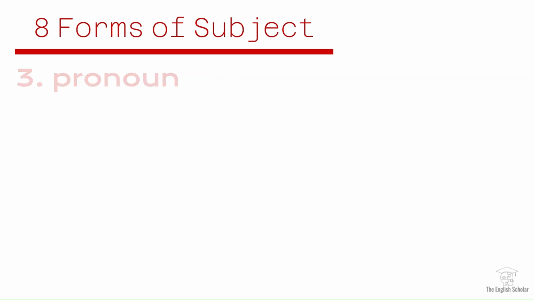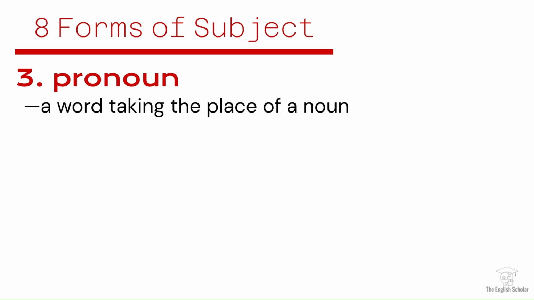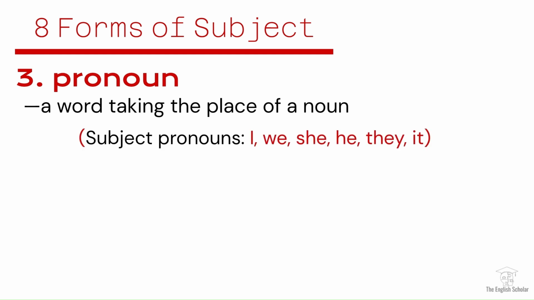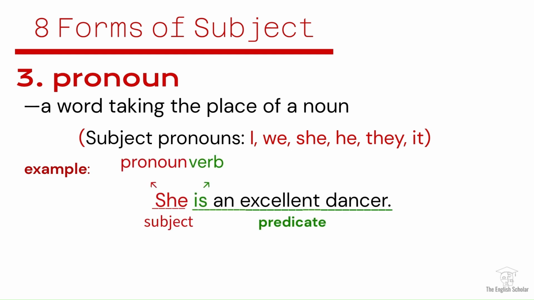Moving on to the third form, we have the pronoun. A pronoun is a word that takes the place of a noun. It can also act as the subject of a sentence. Let's take a look at some examples. She is an excellent dancer.